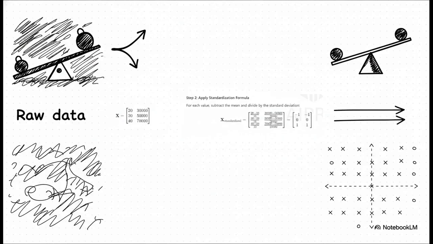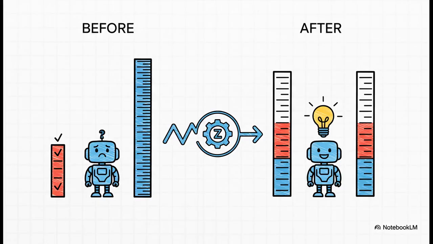Then we apply the z-score formula to every single number in both columns, and look at the right. Boom. Everything is on the exact same scale. The average for both is now 0, and the standard deviation for both is now 1. And that's the magic trick. Now our computer can finally compare apples and oranges. A 1-unit change in standardized age means the exact same thing as a 1-unit change in standardized income. The algorithm is no longer fooled by big numbers and can find the real patterns in the data.